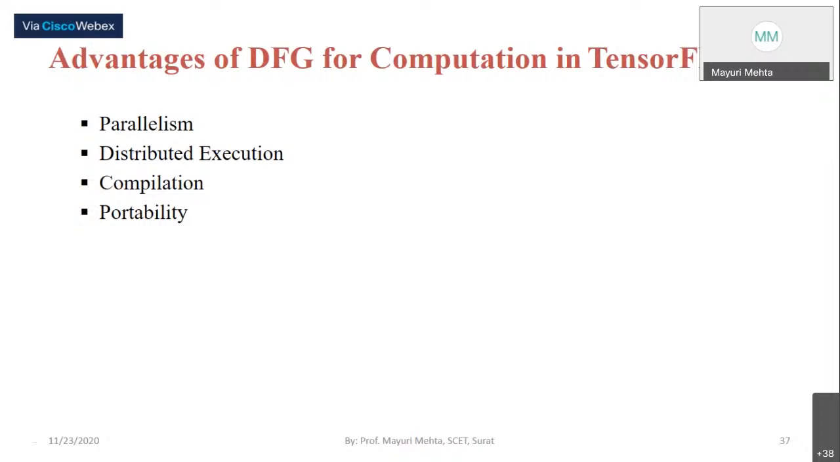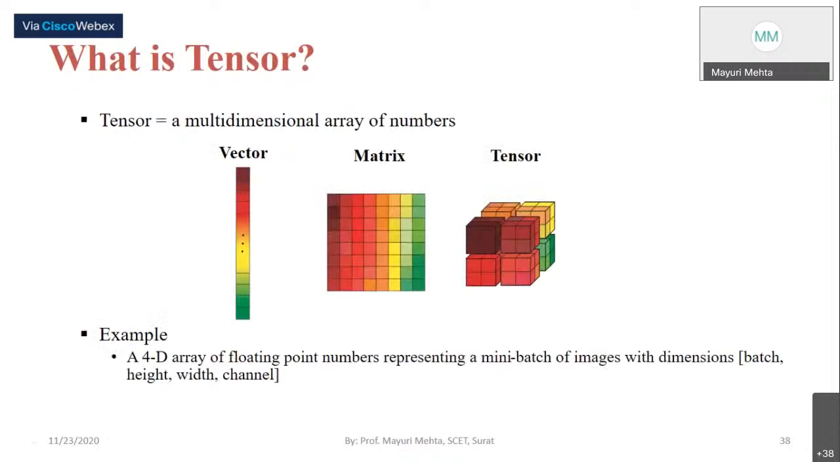Okay, so now we know what data flow graphs are and why TensorFlow uses them. Now let us understand tensors, the basic unit of TensorFlow. What is a tensor? Tensor is a general name for a multi-dimensional array. A multi-dimensional array of numbers is called a tensor.